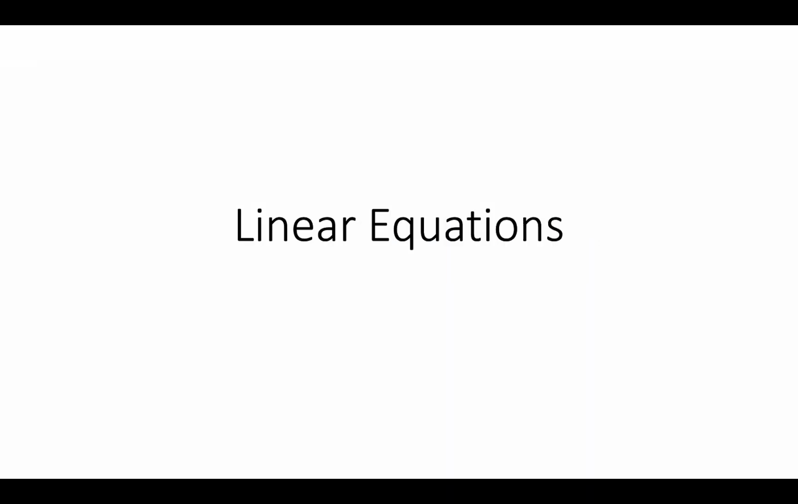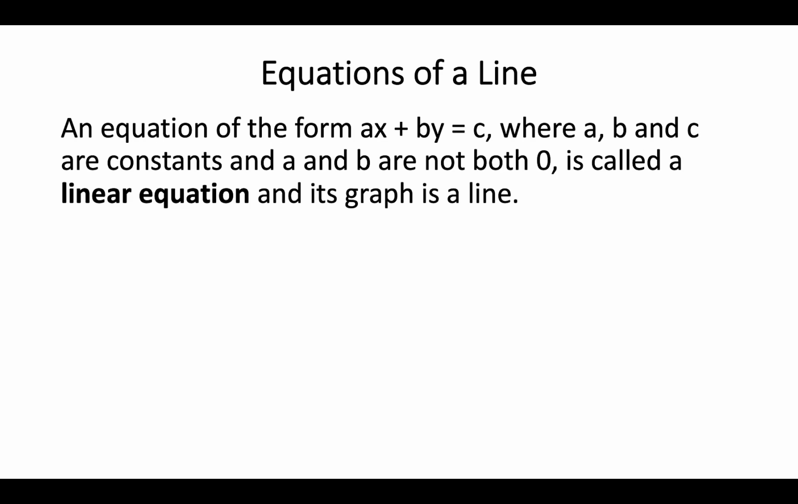This lesson is on linear equations. An equation of the form ax plus by equals c, where a, b, and c are constants, and a and b are not both zero, is called a linear equation, and its graph is a line.